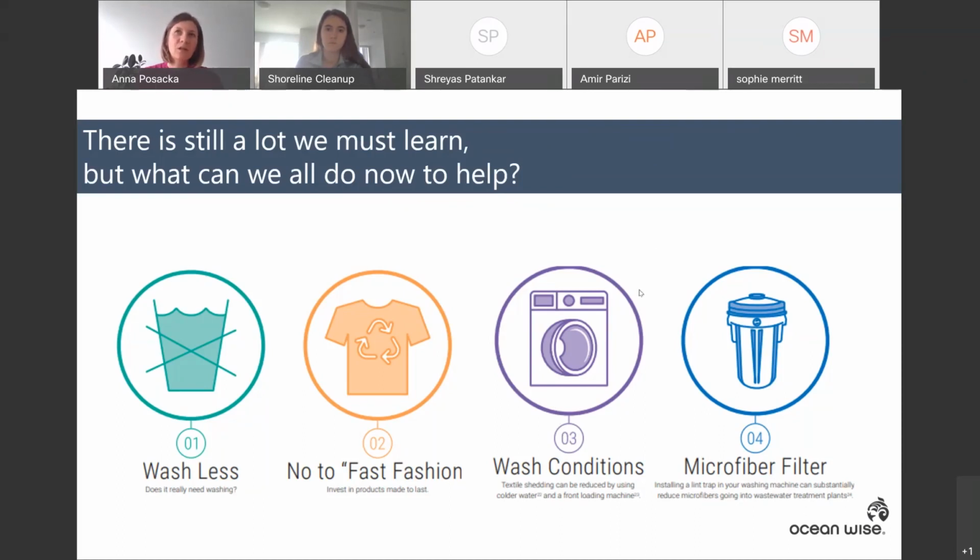And finally, we can also think a little bit about washing conditions. There's still a lot of unknowns in this area. We do know that colder temperature helps, front-loading machines help. We know that detergent promotes microfiber release, but there are still a lot of uncertainties there. So hold that space and keep yourself up to date with that research. And then finally, what you could do is apply a microfiber filter to your washing machine to trap some of those microfibers, and as a result, reduce that pressure on wastewater treatment facilities to retain those particles.